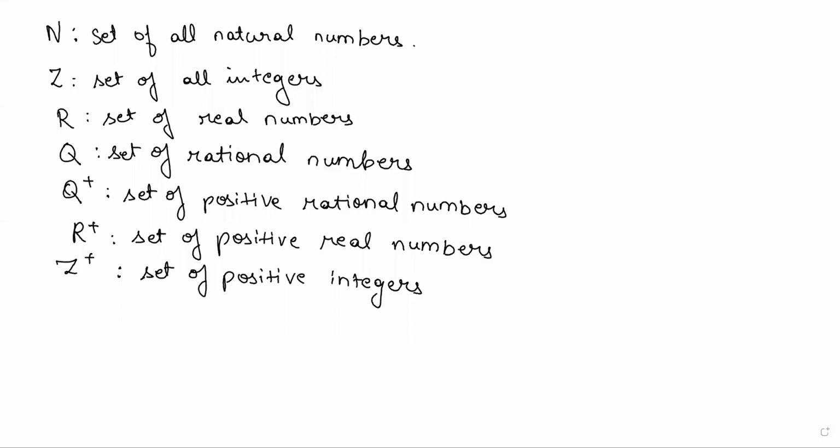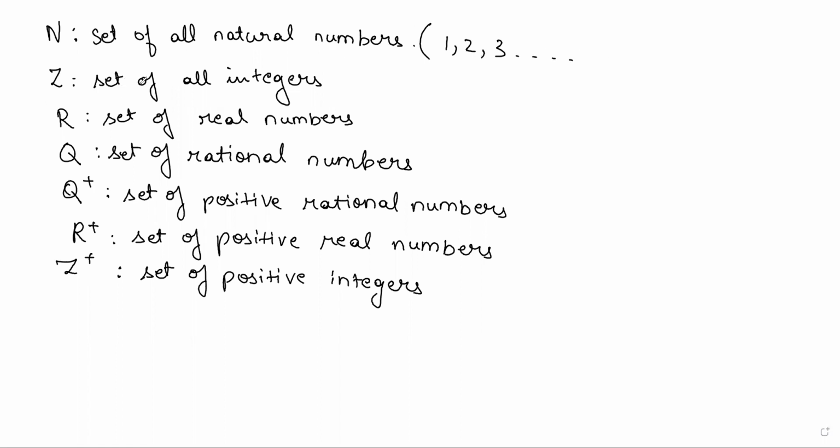Hello everyone. Today we'll continue with the theory of sets. As you can see, there are certain notations over here. These are standard notations which we use for sets. Capital N here stands for the set of all natural numbers. Natural numbers are also counting numbers from 1, 2, 3, and so on till infinity.